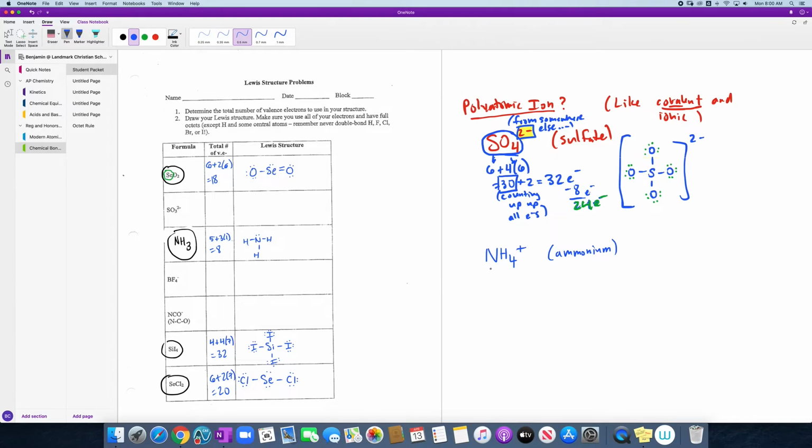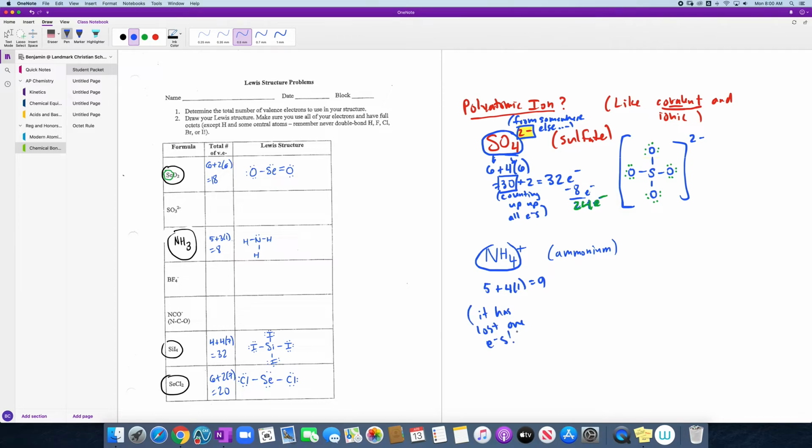Okay, so nitrogen's in group 5A. It's got 5 valence electrons. Hydrogen, 1A, 1 valence electron. There's 4 of them. So the atoms bring together 9 electrons. But this ion has a positive charge. And what that means is somewhere along the way, it has lost 1 electron.